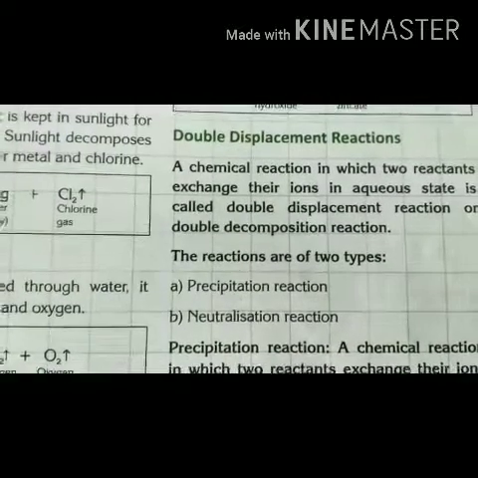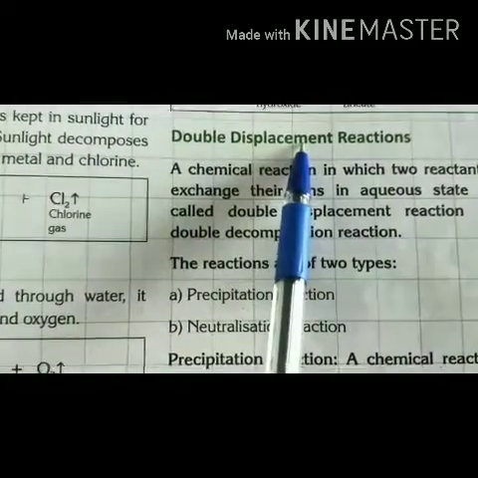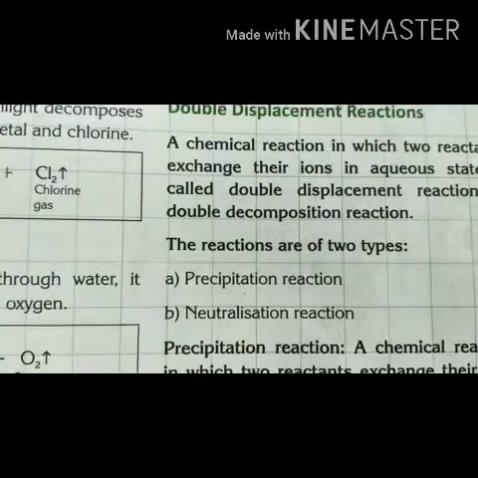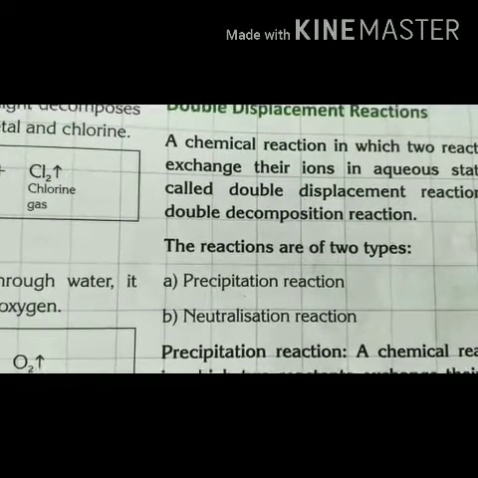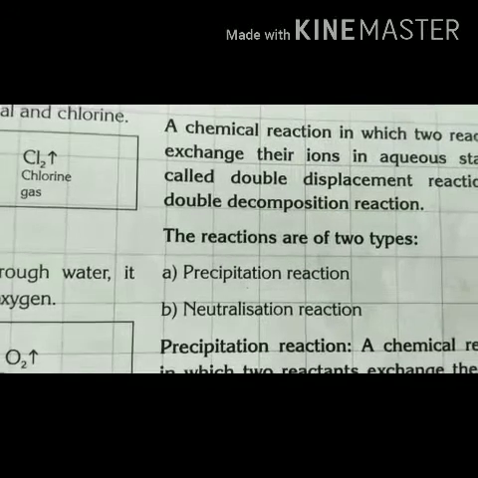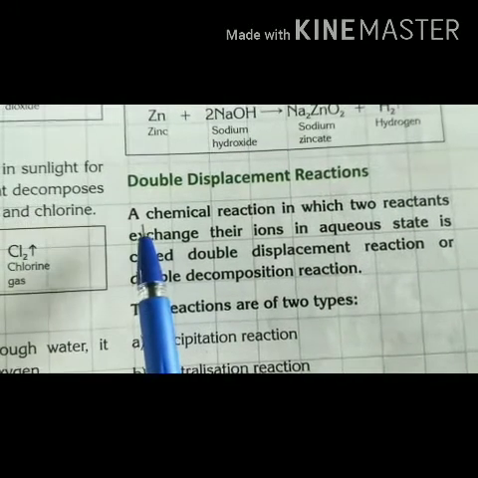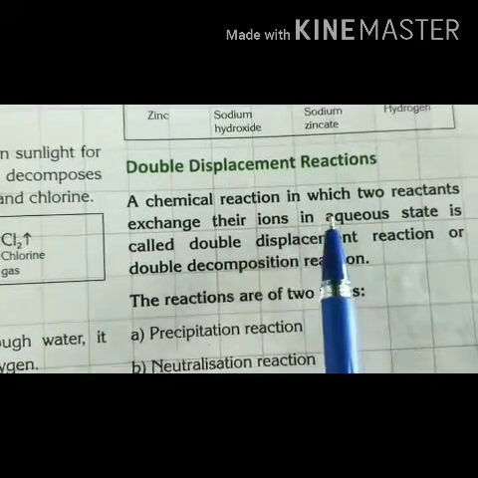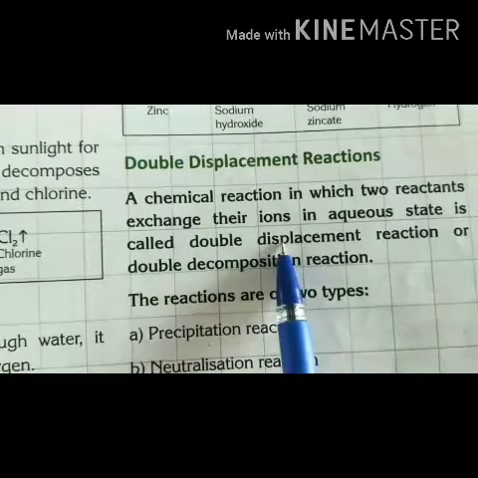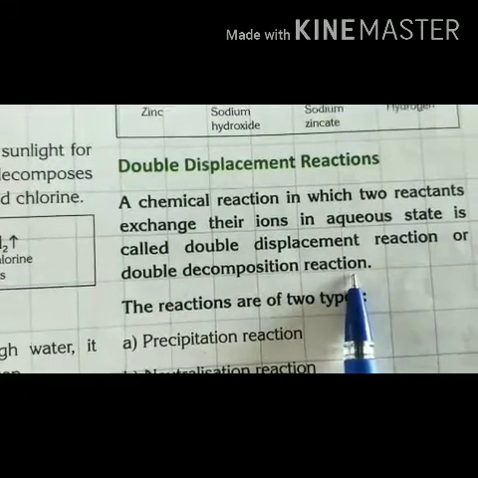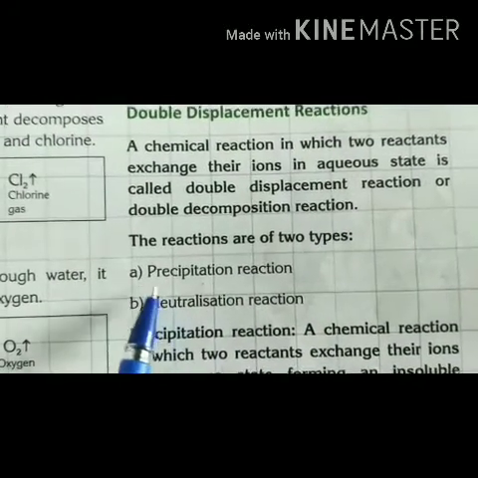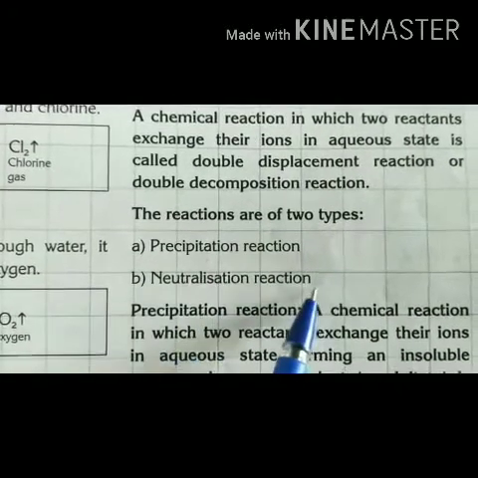Students, after that the double displacement reaction. What do you understand by double displacement reaction? Here the displacement takes place two times, or two elements are displaced by each other. So what will be the definition of double displacement reaction? A chemical reaction in which two reactants exchange their ions in aqueous state is called double displacement reaction. There are two types of double displacement reaction, which are precipitation reaction and neutralization reaction.